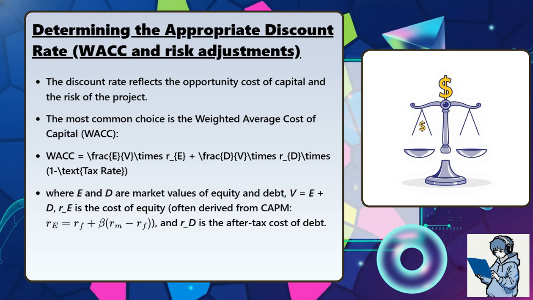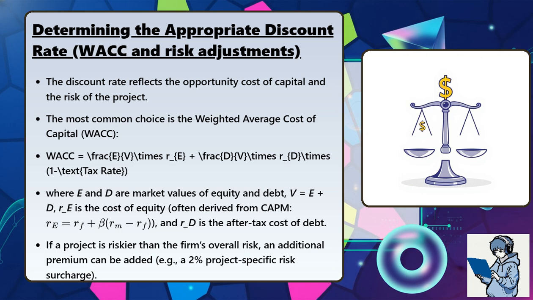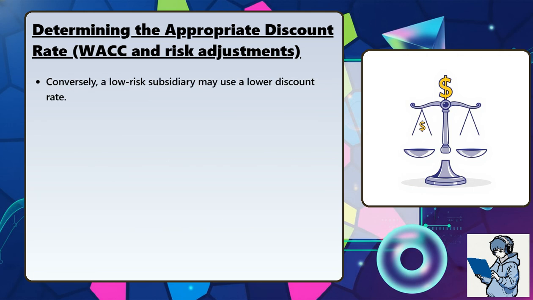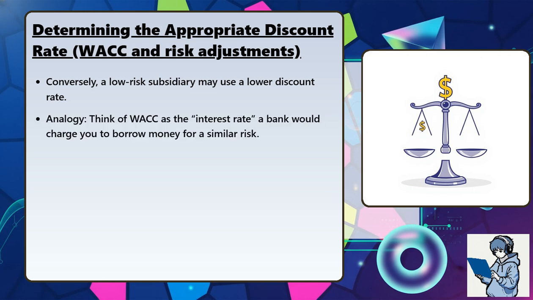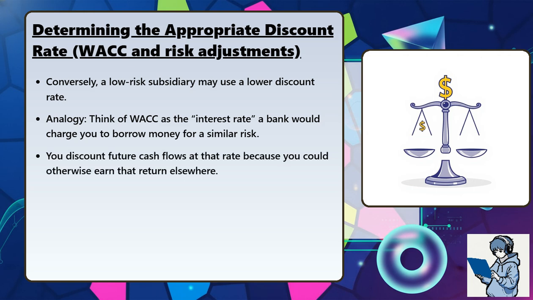R sub E equals R sub F plus beta times (R sub M minus R sub F), and R sub D is the cost of debt. If a project is riskier than the firm's overall risk, an additional premium can be added, for example, a 2% project-specific risk surcharge. Conversely, a low-risk subsidiary may use a lower discount rate. Analogy: think of WACC as the interest rate a bank would charge you to borrow money for a similar risk. You discount future cash flows at that rate because you could otherwise earn that return elsewhere.